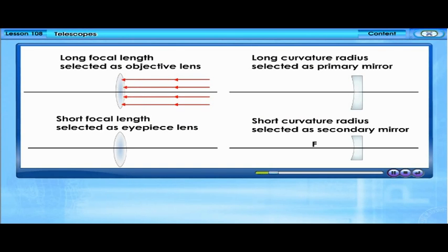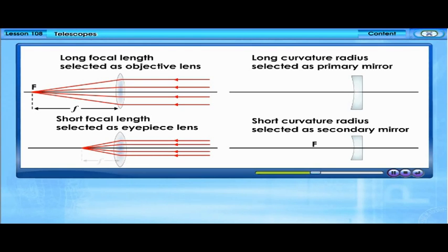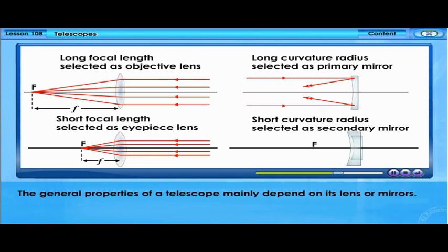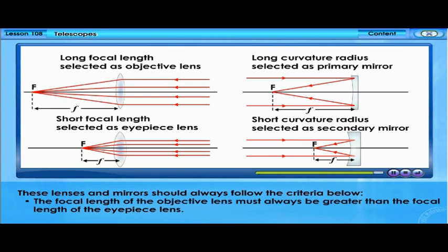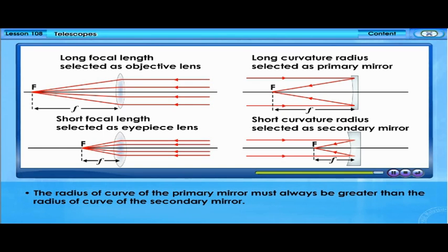As explained earlier, a telescope is built by combining two lenses or mirrors. The general properties of a telescope mainly depend on its lenses or mirrors. These lenses and mirrors should always follow the criteria below. The focal length of the objective lens must always be greater than the focal length of the eyepiece lens. The radius of curvature of the primary mirror must always be greater than the radius of curvature of the secondary mirror.